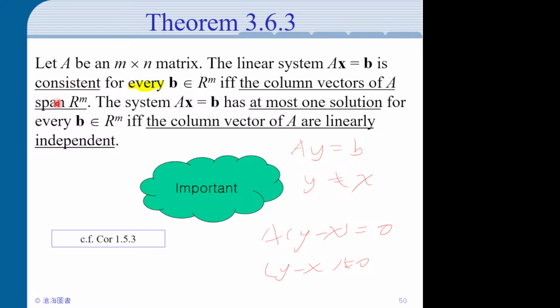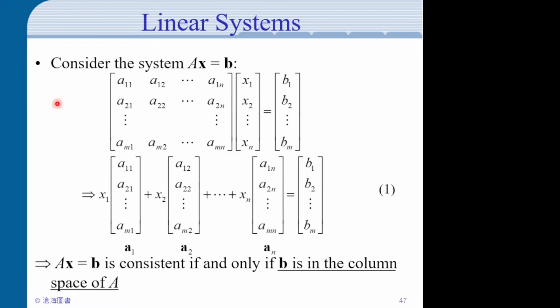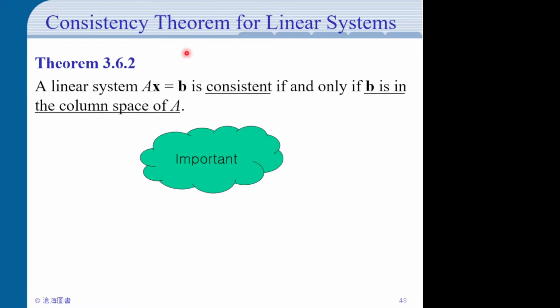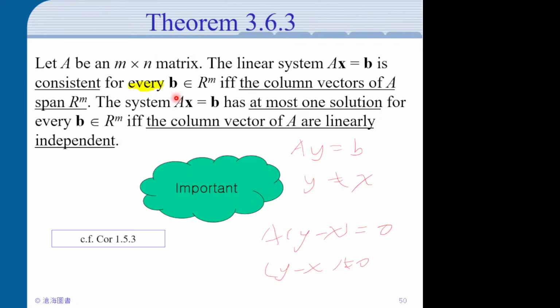I think it's 3.6.2, right? The first part is pretty trivial. It says that if the system is consistent for every b, then the column space spans R. This is pretty obvious: every b is inside the span of your columns, so the column space spans the whole space.